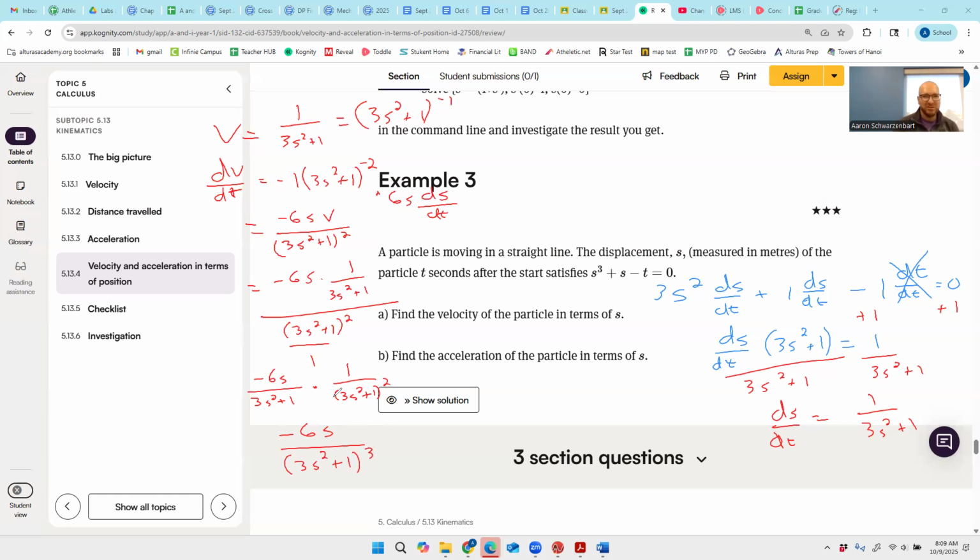Okay, it's important to treat these like related rates or implicit type derivatives because your independent variable is not always the dt that you need for acceleration and velocity. That is the end of 5.13.